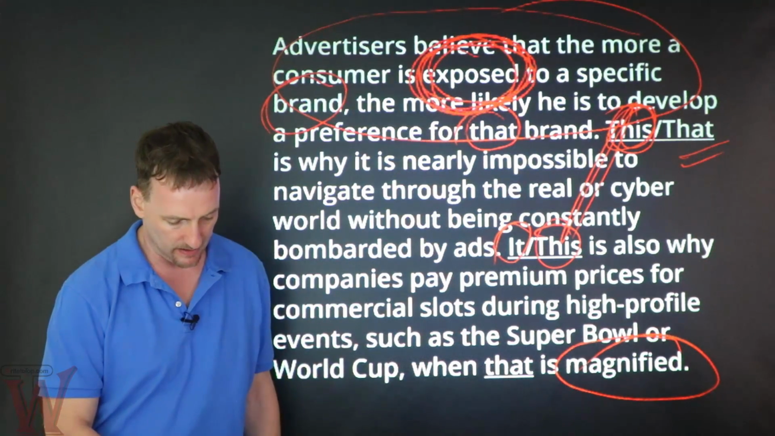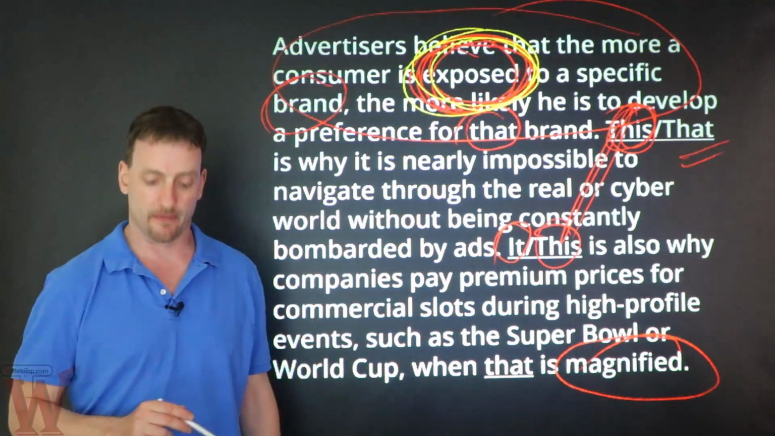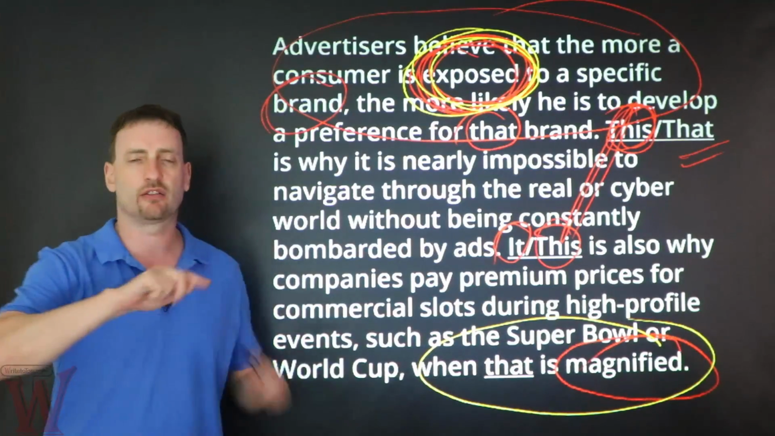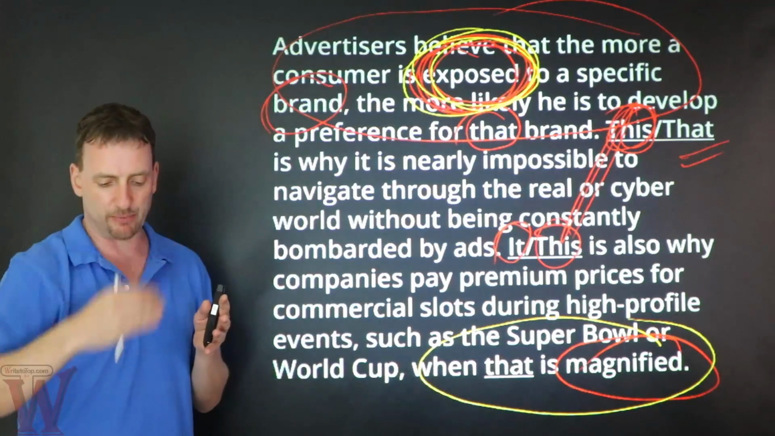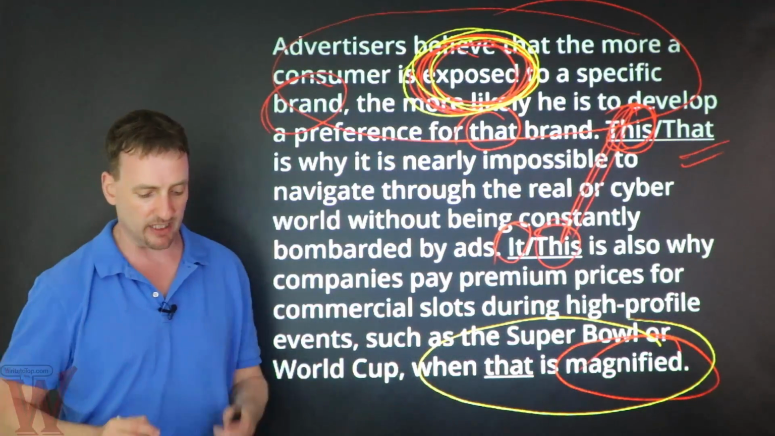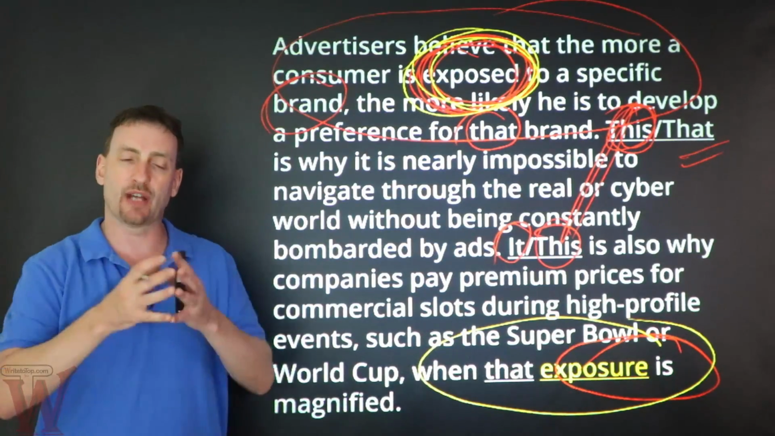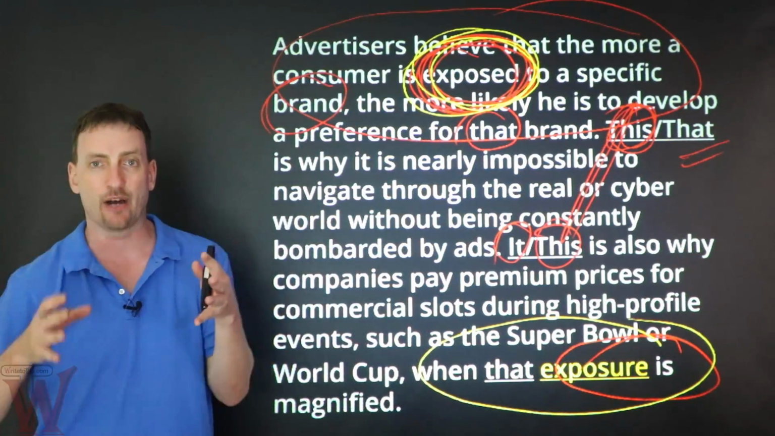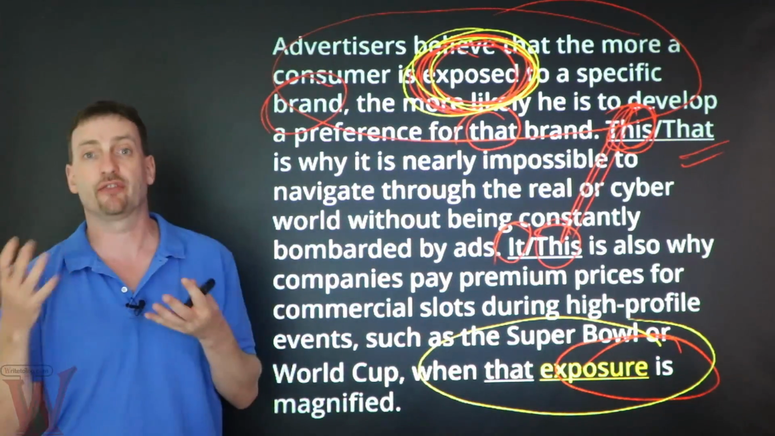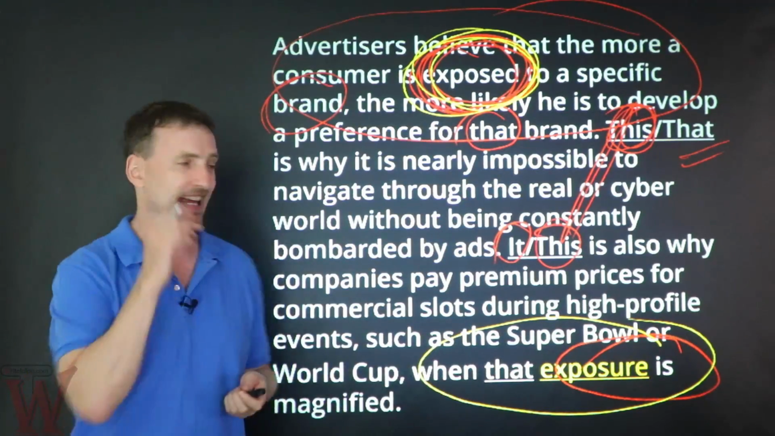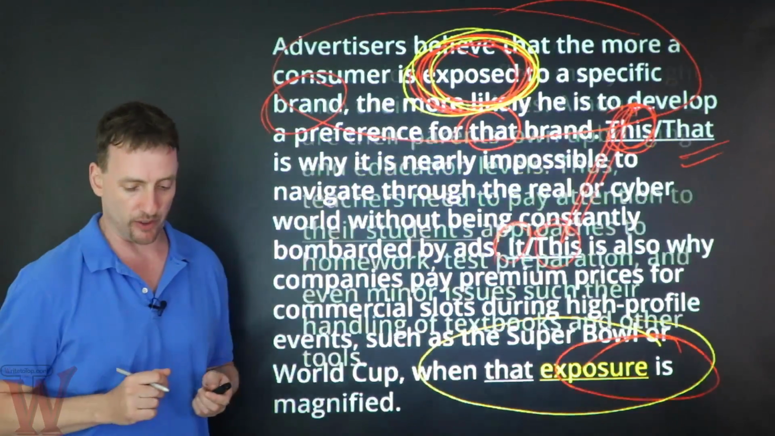Actually, let me just switch colors here so you guys can see. You're referring to the exposure here. But this is way too far. Too many things in between. Too many things that could point to between "exposure" and "magnified." So you have to reintroduce it: "when that exposure is magnified." When you have a lot of separation between the nouns, reintroduce the noun so the reader doesn't have to try to figure out what you're talking about, okay? And this is a very common mistake in the writing section, and you're going to lose points for that.